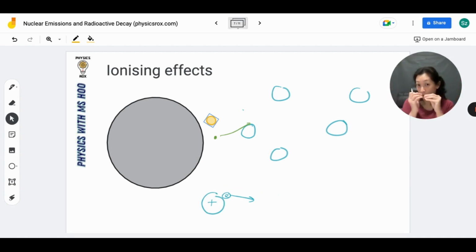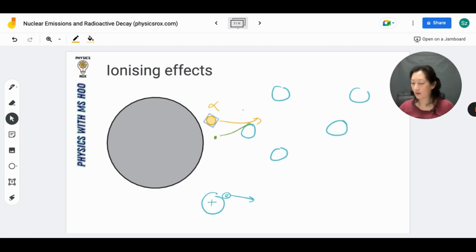The large one. The large one, right? So alpha would have a much greater ionizing effect because it's able to more easily knock out the electron from the shell of another particle. Beta, maybe it would work, maybe it doesn't work, right?